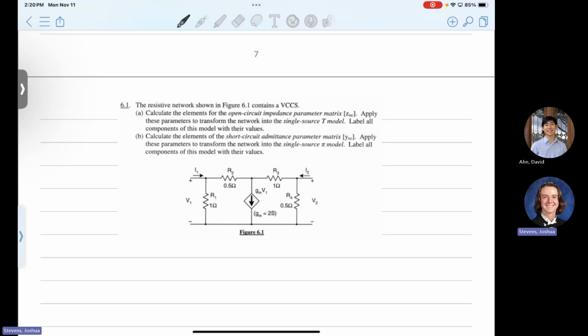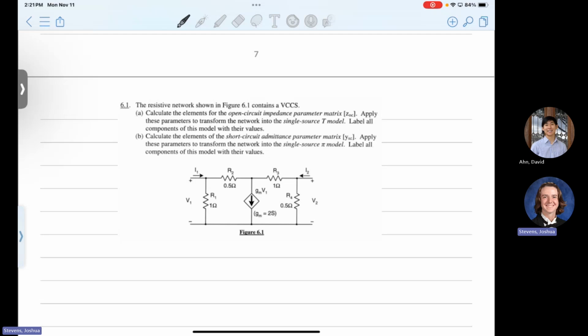Okay, so the resistive network shown in figure 6.1 contains the voltage controlled current source. Calculate the elements for the open circuit impedance parameters, matrix Z open circuit. Apply these parameters to transform the network into a single source T model. Label all the components. Oh, I didn't do that either. Calculate the elements of the short circuit admittance parameter matrix Y short circuit. Apply these parameters to transform the network into a single source pi model. Label all the components of the model and their values.